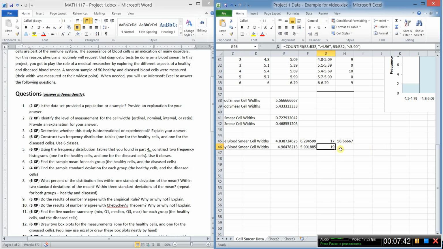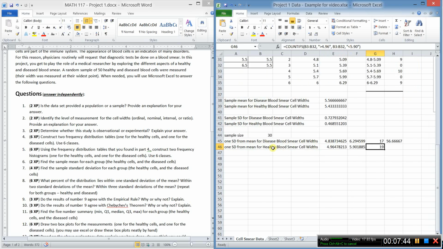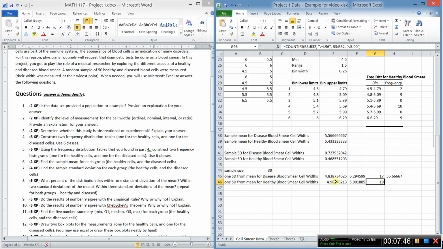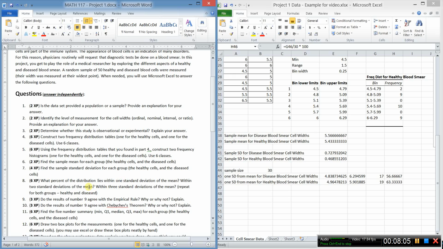Okay, so that's the number of observations that are between one standard deviation away. So there's 19 observations. I need to find what percentage that is. So I take 19, I divide by 30, which is the sample size. So 63% are within one standard deviation for the healthy cells. Okay, and then I have to do the same thing for 2 standard deviations and 3 standard deviations.